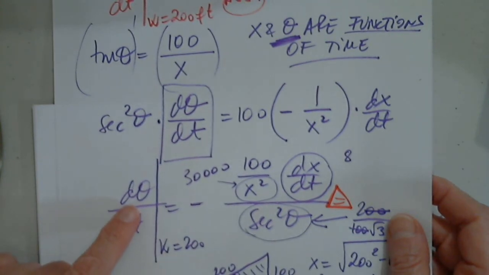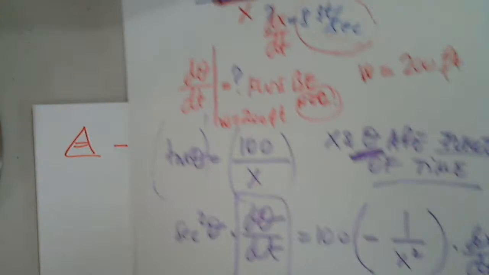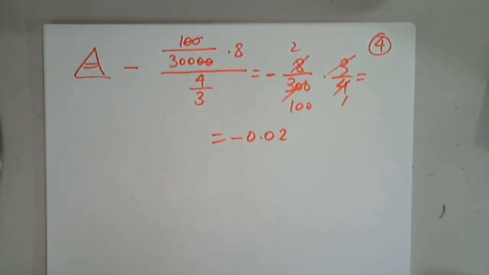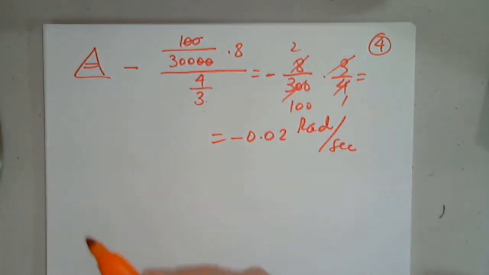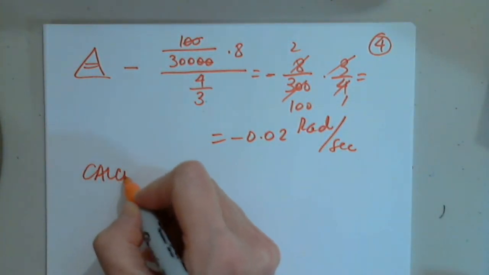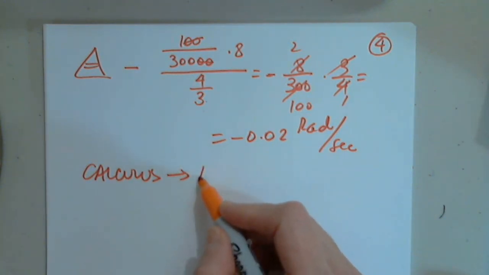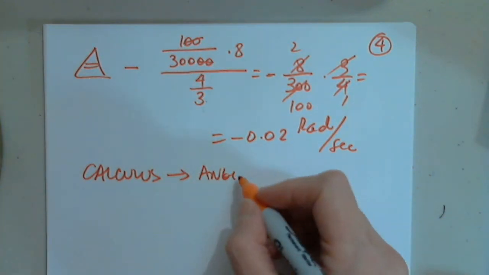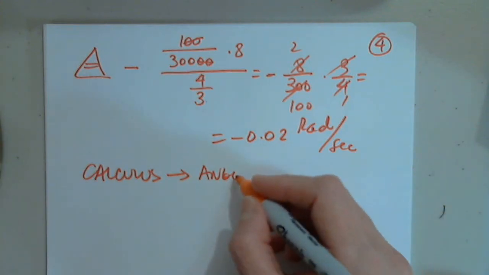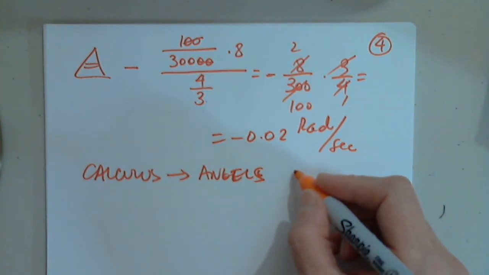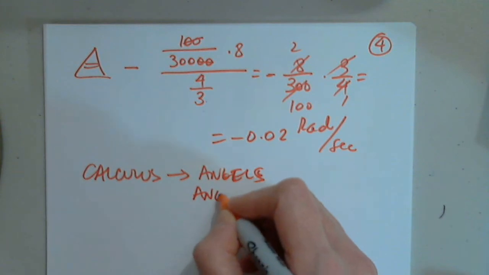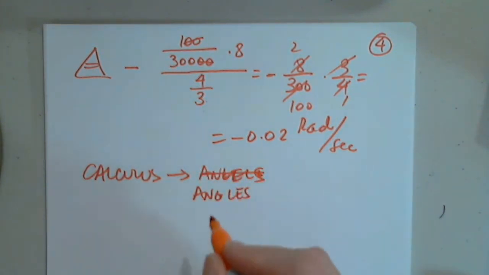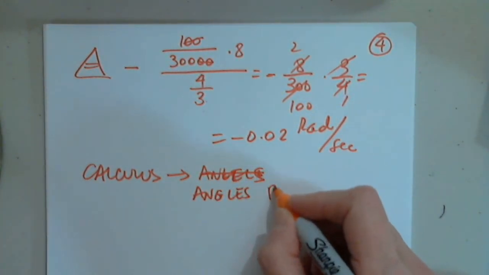Remember, in calculus, we only use radians. But you're right. The measurement unit for angle is radians per second. So in calculus, please remember all angles. I wrote angels. I didn't mean angels. I meant angles. All angles are in radians.